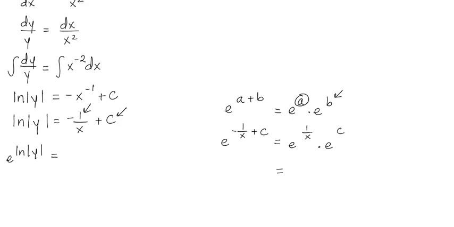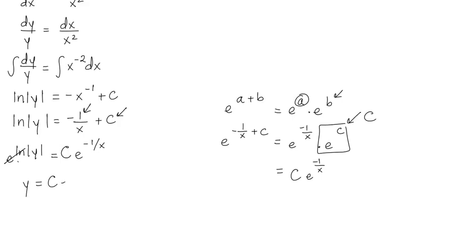Now what we traditionally do here is the e to the c we write in the front, and that is just some constant. So I'm just going to write this as c multiplied by e to the negative 1 over x. So we have c e to the negative 1 over x. The y and the e and the natural log will cancel, and we can disregard the absolute value because it could be picked up in the sign of c, whether it's positive or negative. So here we have our general solution.